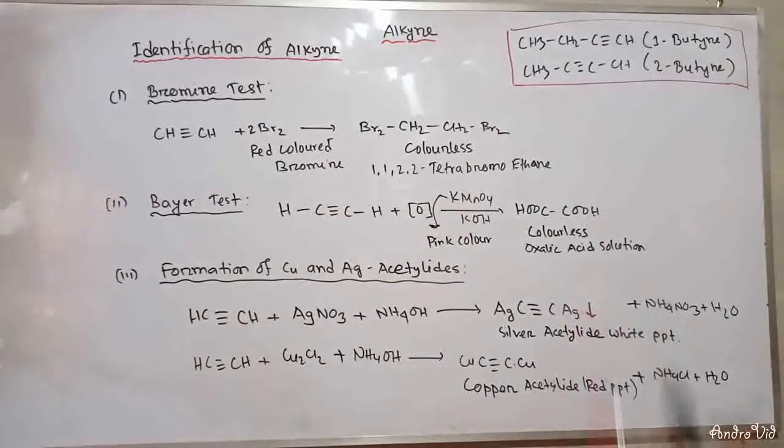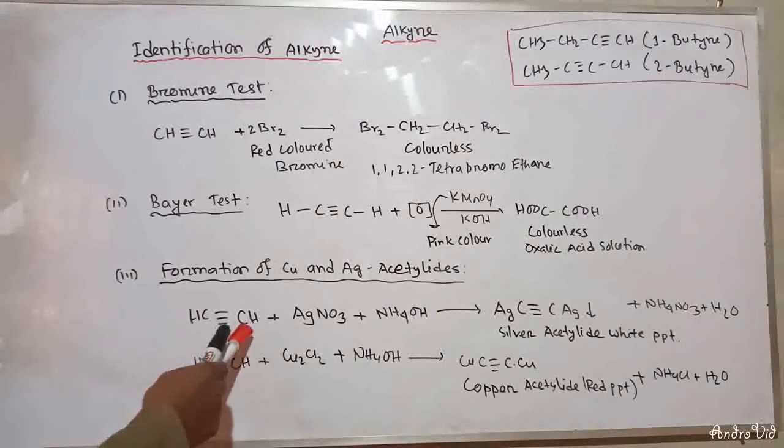Now the formation of copper and silver acetylides. I have already said a number of times, any alkyne that contains a hydrogen atom on the triple-bonded carbon will release it as a proton, and this type of alkyne can act as an acid, or they have acidic character.